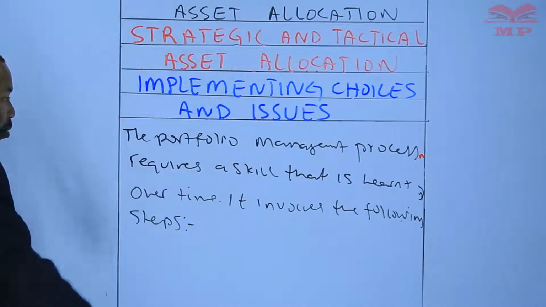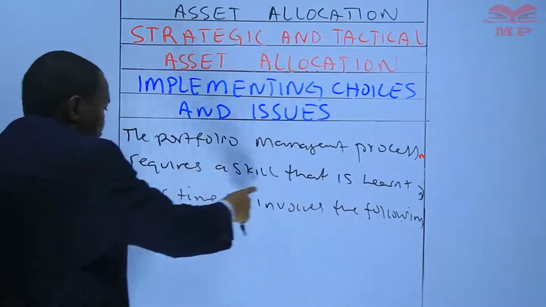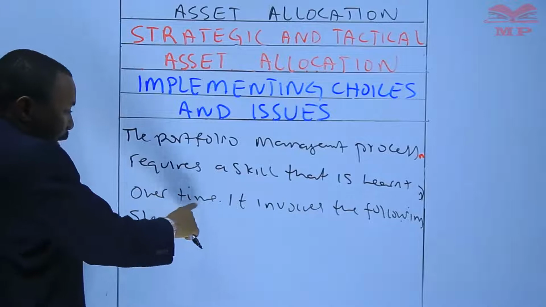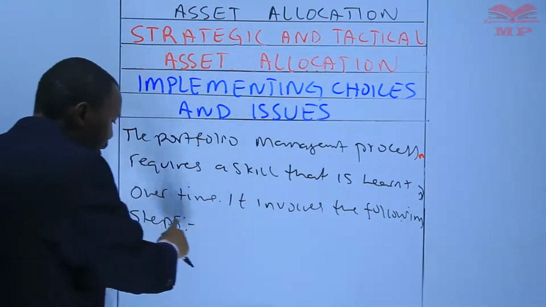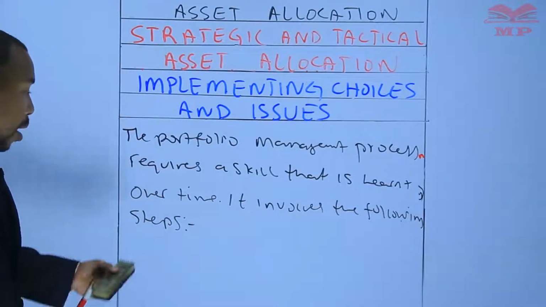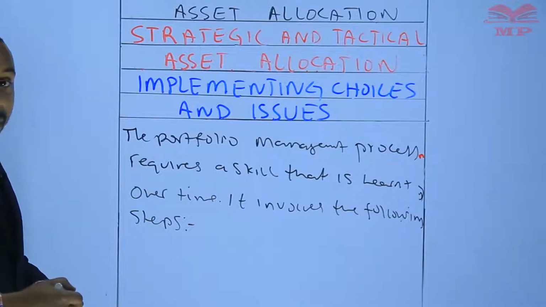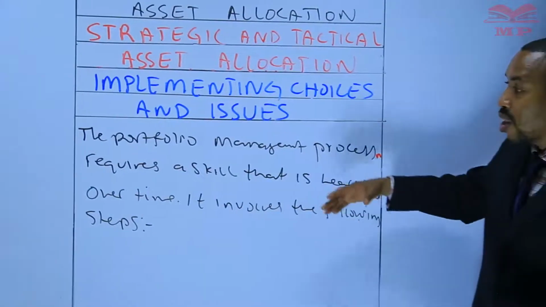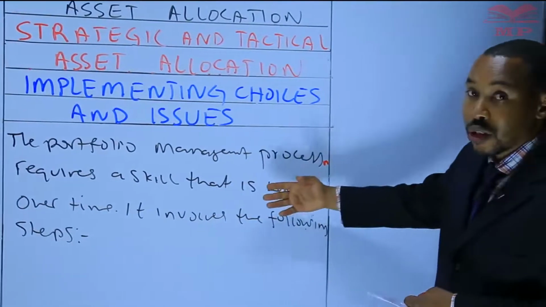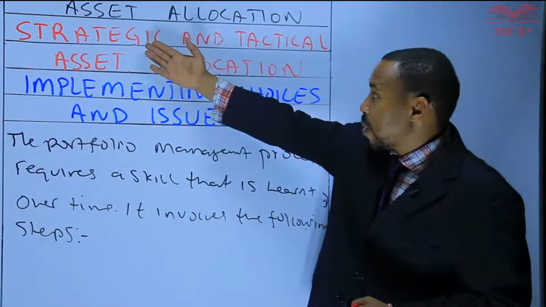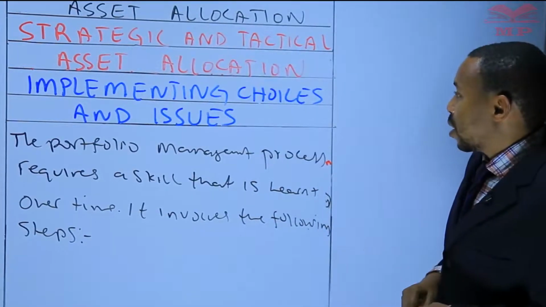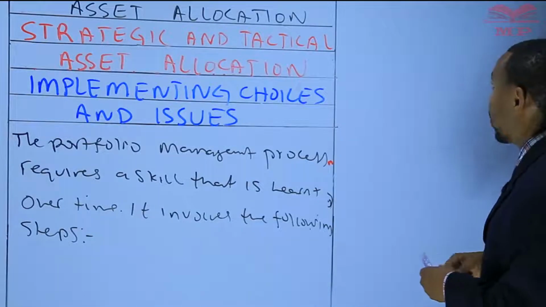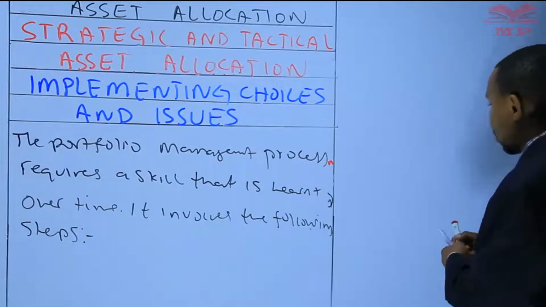But before I move on, we're saying that the portfolio management process requires a skill that is learnt over time. It involves the following steps. Of course, we have looked at this. I'm not going to give the specifics about the steps involved, but we need to explain the steps in the portfolio management process so that we can drive the point home for explaining strategic and tactical allocation, implementing strategic and tactical asset allocation, and also the issues that present there.